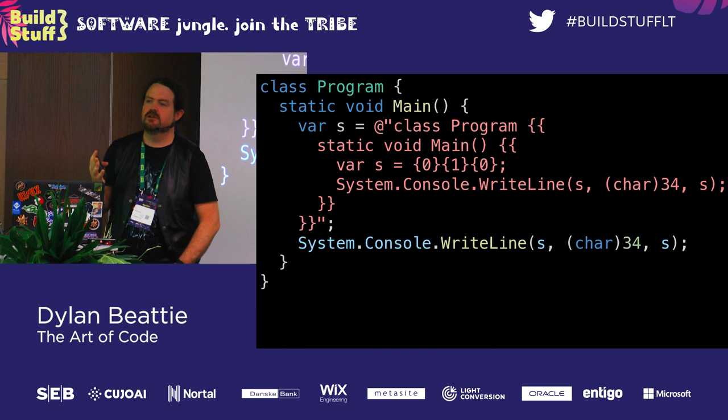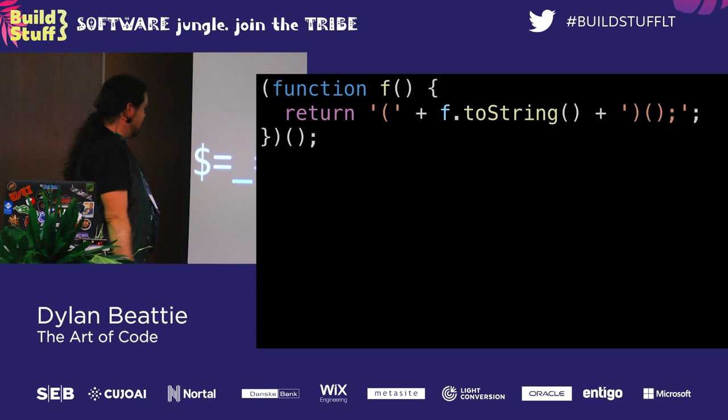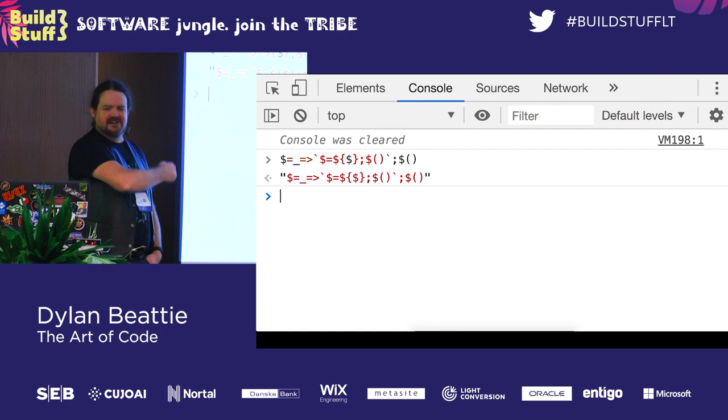In JavaScript, this kind of thing is stupidly easy. We just say function f prints f.toString. If you're using ECMAScript 6, this is a valid quine. Now, somebody told me this, and I was like, I do not believe you. So I tried it. And you put that in, and you press go, and sure enough, that function evaluates itself and prints its own source code.